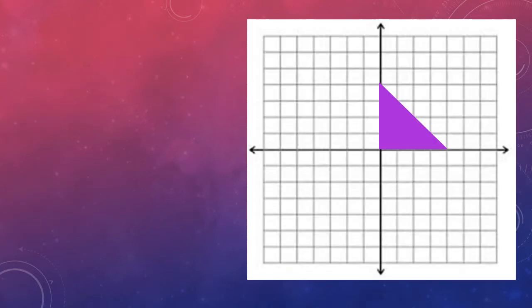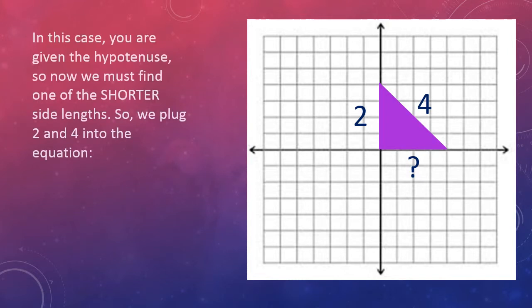So for this next equation, you're going to be given the hypotenuse and asked to find either A or B. So your side lengths are 2 and 4, 4 being the hypotenuse. So you are given the hypotenuse, so now we're going to find one of the shorter sides, either A or B. So we're going to plug 2 and 4 into the equation, C squared minus A squared equals B squared. Or, same thing as C squared minus B squared equals A squared.